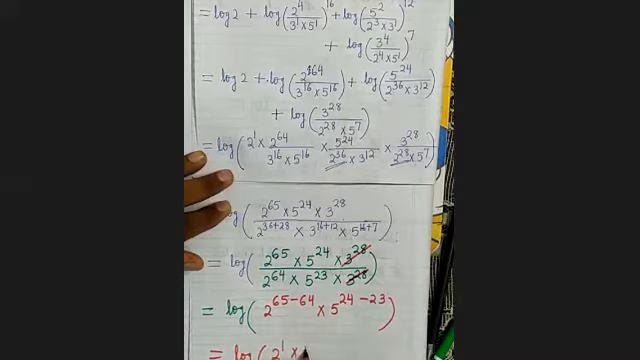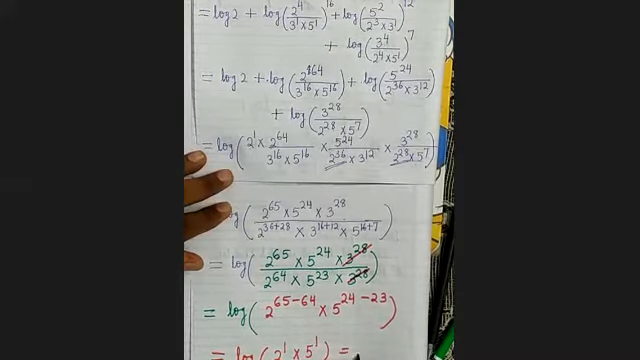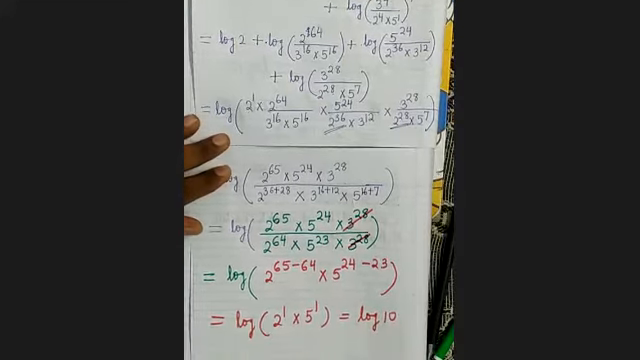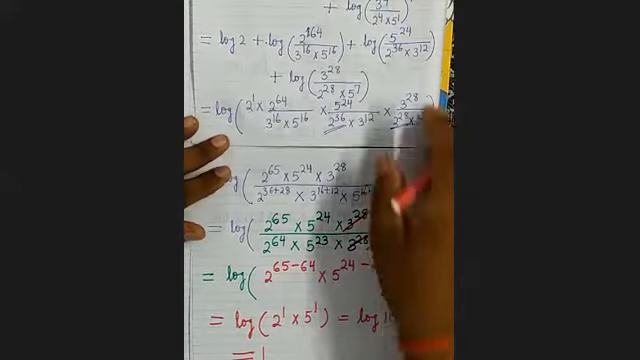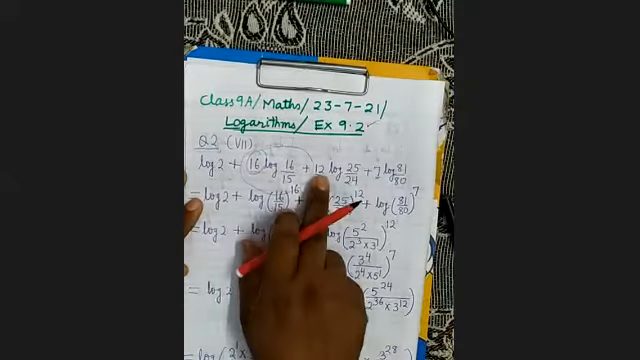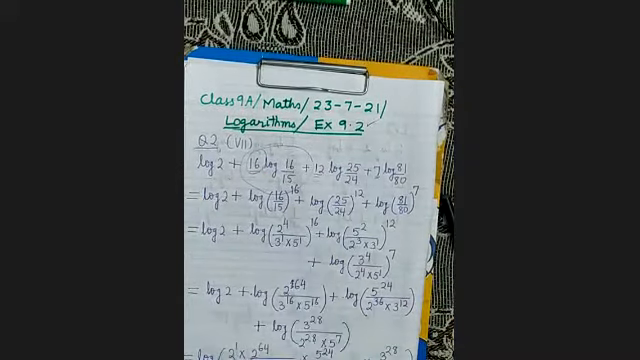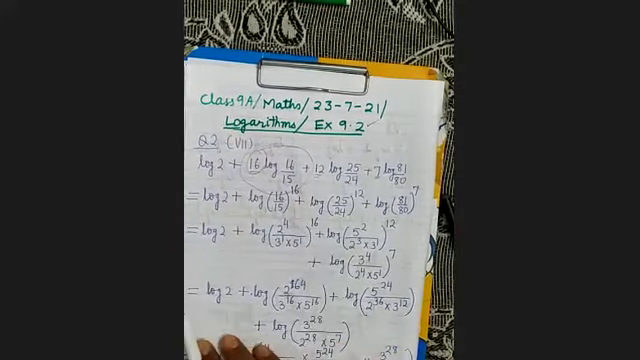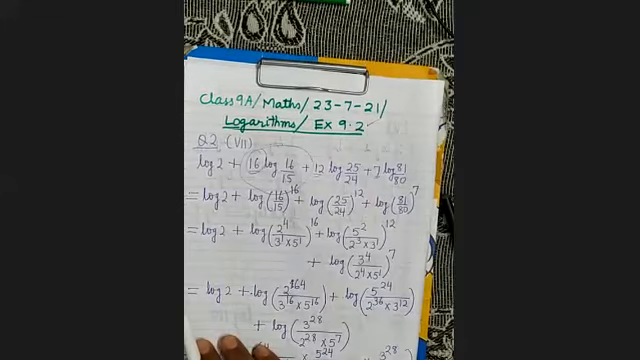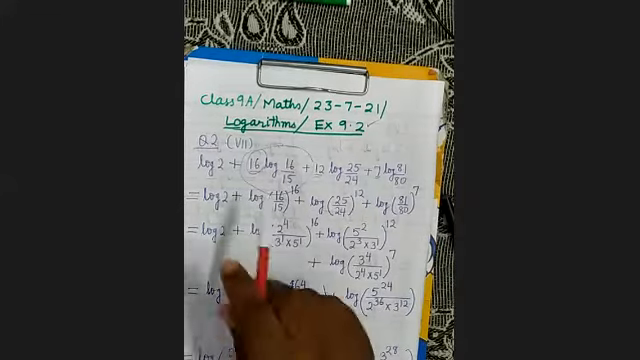Two to the power 1 into 5 to the power 1, that is log 10. And what is log 10? log 10 equals 1. So those questions in which there are very big numbers, you will do in this way. For example, you can see here, there is no other question, but if there are very big numbers, then you will do like this.